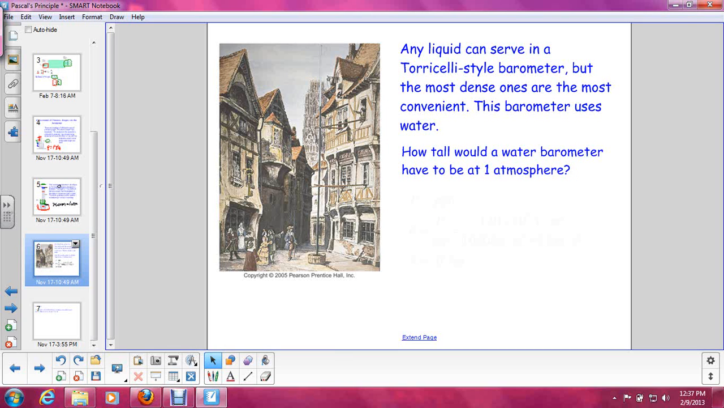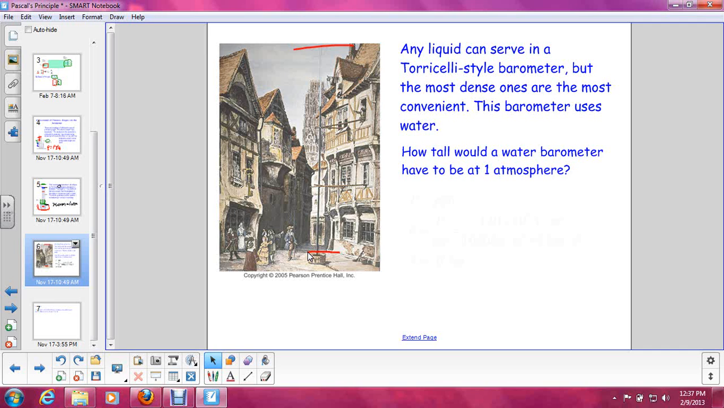It turns out any liquid can work in this barometer, but the really dense ones are convenient because that means we don't have to make our barometer gigantic. So in this picture, they have a barometer that's using water. And look at how stinking tall this thing is. In order to measure anything, it would have to be so tall because of the low density of water.